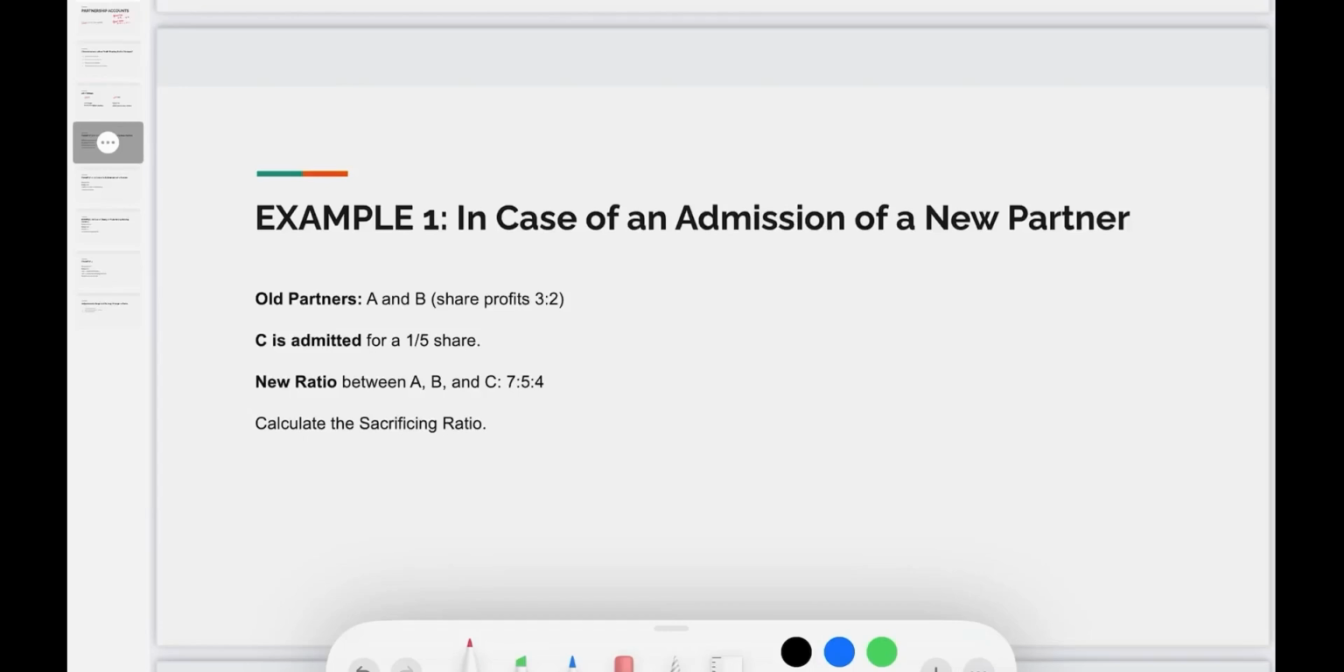Example 1, and this is in the case of admission of a new partner. So generally in case of admission of a new partner, there is a sacrificing ratio. The old partners need to give up a certain part of their share for the new partner. Here the old ratio was given among A and B as 3 is to 2. That means A was 3 by 5 and B was 2 by 5. New ratio is also given as A 7 by 16, B is 5 by 16 and C is 4 by 16.